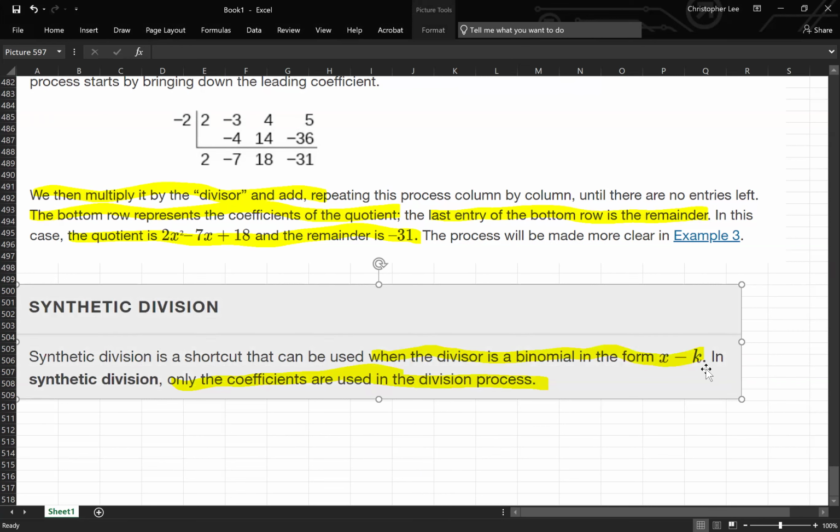So synthetic division is a shortcut that can be used when a divisor is a binomial of the form x minus k. In synthetic division, only the coefficients are used in the division process. All right?